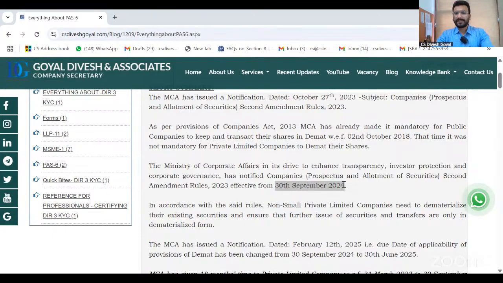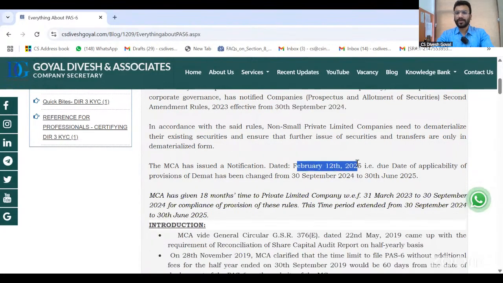So the ministry on 12th February 2025 came up with a notification and extended the due date from 30th September to 30th June 2025. So now 30th June 2025 is the due date. Till then, each and every private company which is non-small is required to obtain the ISIN. I'm just focusing on this point because many persons have asked this question also.